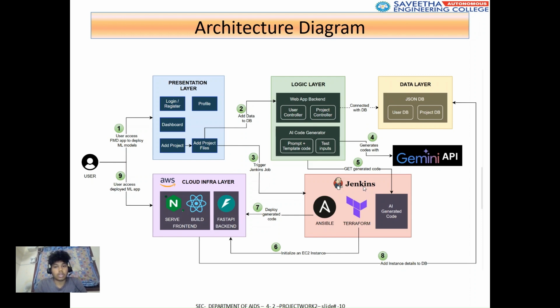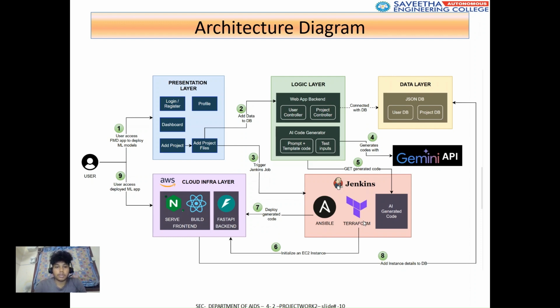Jenkins is automated CI/CD software that runs based on multiple triggers that we set. Once the Jenkins job is triggered, it will trigger the AI code generation using the Gemini API, and it will get the generated code back. After getting the generated code, it will create the EC2 instance using Terraform. Terraform is open source software used to manage infrastructure as code.